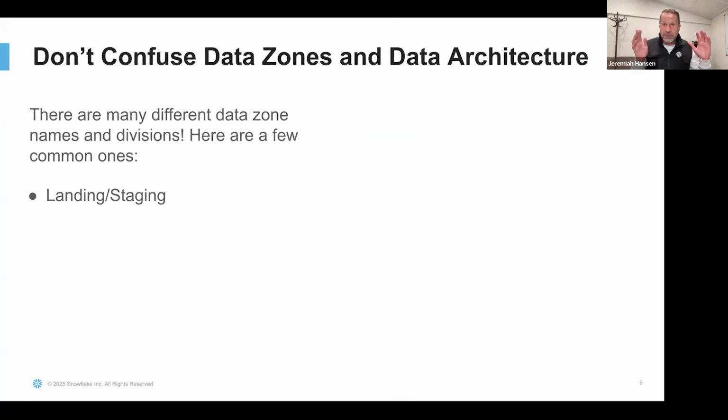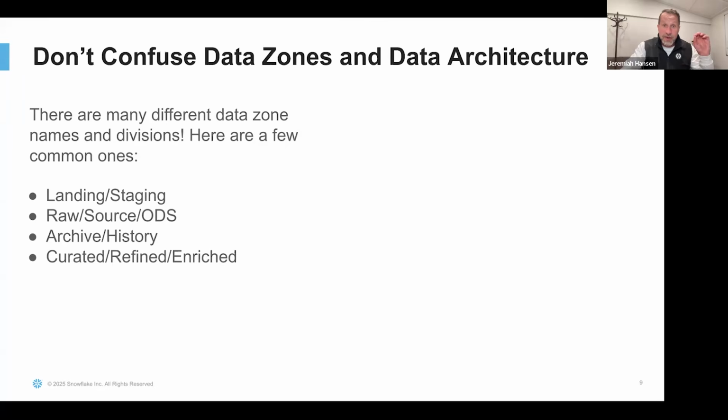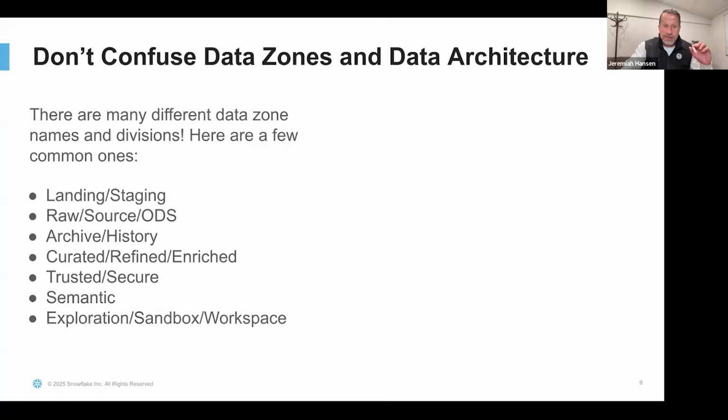So here's just a few of the common ones. You have a landing or staging zone. You might have a raw or source or ODS zone, archive history, a curated, refined, or enriched zone, trusted or secure zone, semantic, maybe a sandbox exploration zone. And then I've even seen some customers not bother with naming and just give them numbers. So L0, L1, L2. And truthfully, that is exactly the same as bronze, silver, gold.